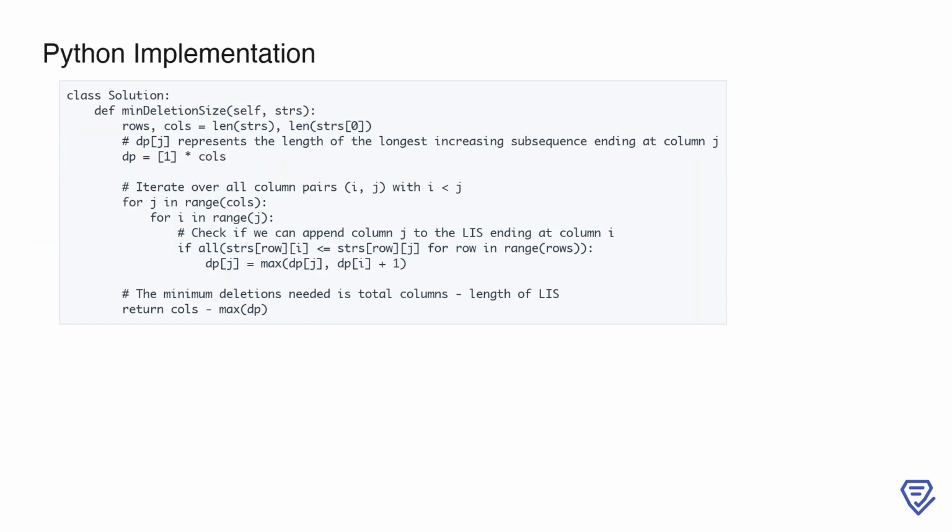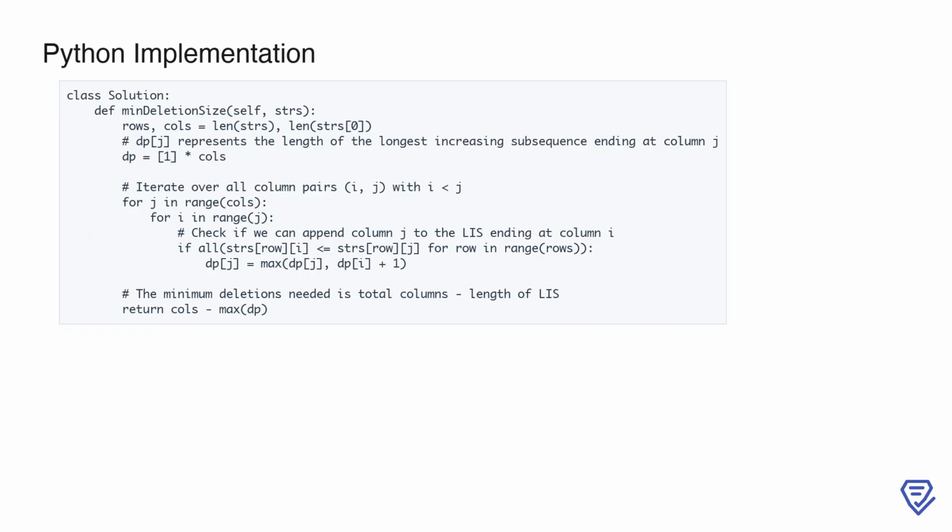This implementation solves LeetCode problem number 960, Delete Columns to Make Sorted III, using a dynamic programming (DP) approach. The goal is to determine the minimum number of columns to delete to ensure that rows in the grid are lexicographically sorted. First, we initialize two variables, rows and cols, to represent the number of rows and columns in the grid. We then create a DP array where dp[j] stores the length of the longest increasing subsequence, or LIS, ending at column j. Initially, all elements in dp are set to 1, since each column can individually form an LIS of length 1. Next, we iterate over all pairs of columns i, j, with i less than j.